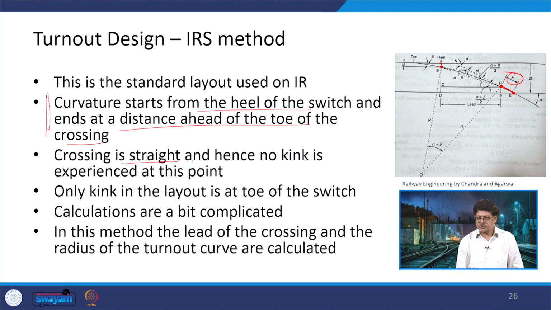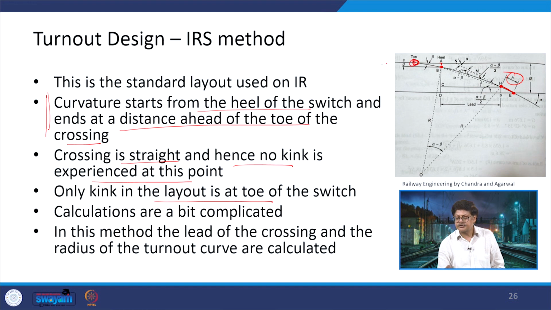Now, crossing is straight and hence no kink is experienced at this point. Now, everything is getting tangential, and the only kink which is coming is at the toe of the switch. So, here where the tongue rail is meeting with the stock rail, at that point one kink is still being left. Now, calculations in this case are a bit difficult and we will see what type of formula we are going to get in this. Okay, so it is a bit difficult to remember those things.